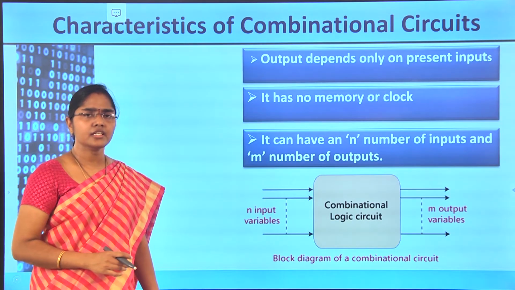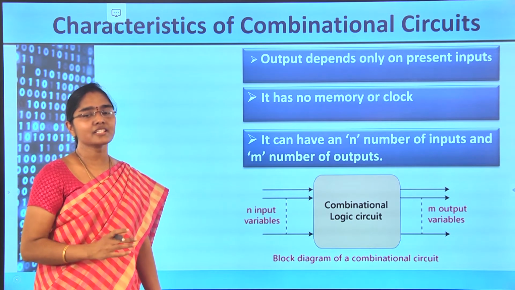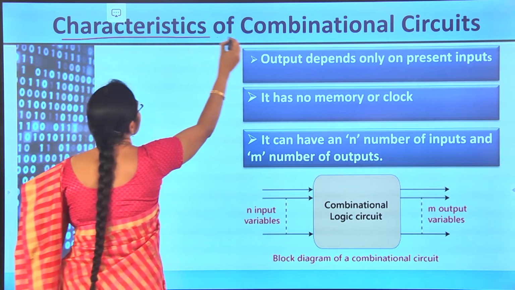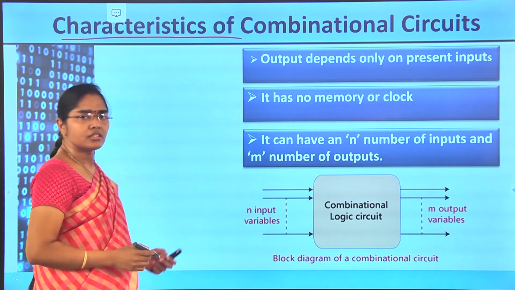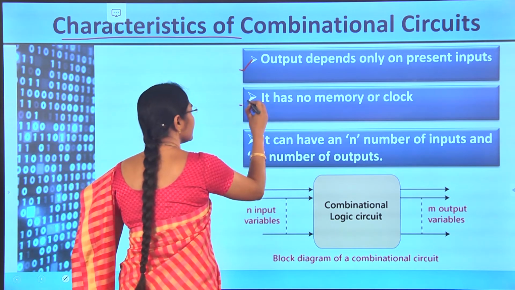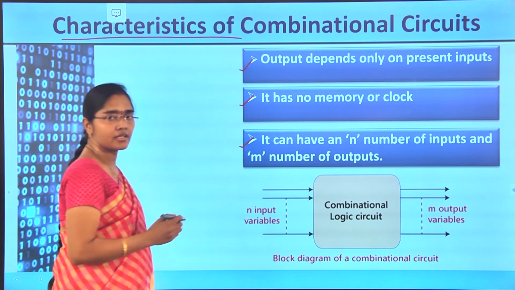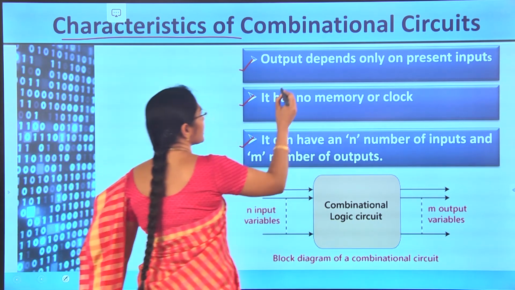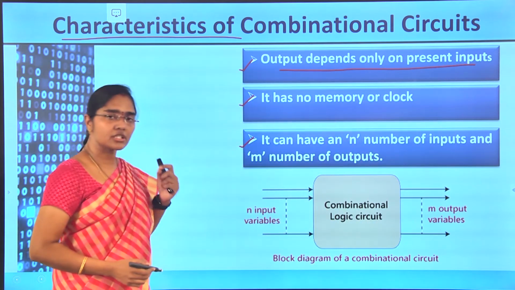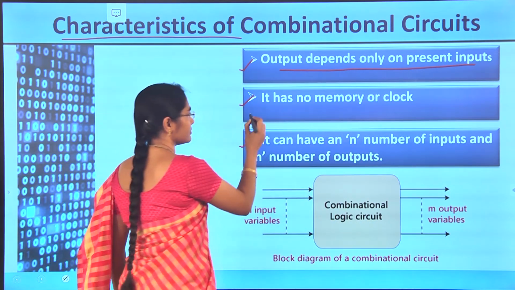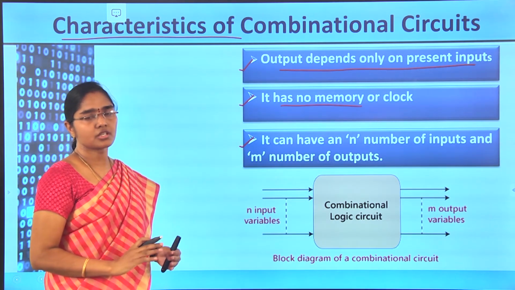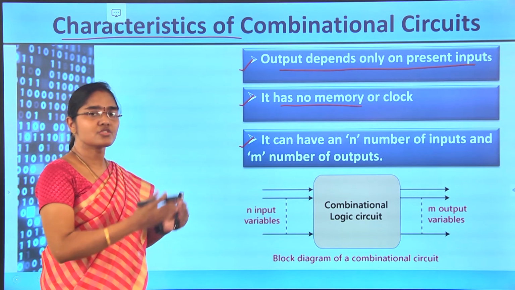Let us see, based on this knowledge, the characteristics of combinational logic circuits. Based on our previous discussion, the first characteristic, which is a very important one, is that the output depends only on the present inputs. It means it is not using any past or previous information which is stored.